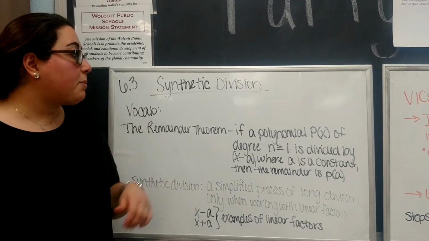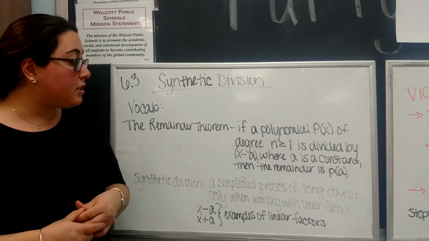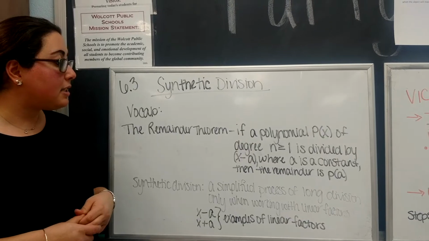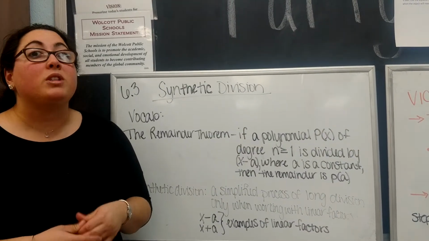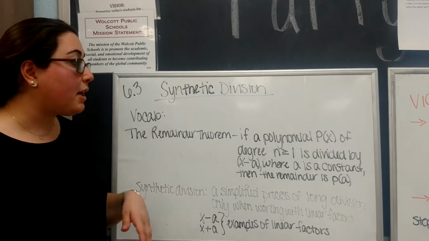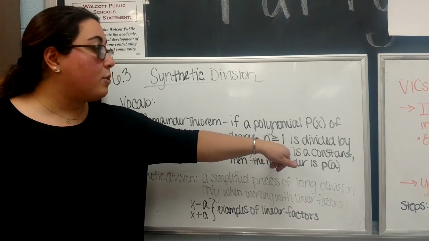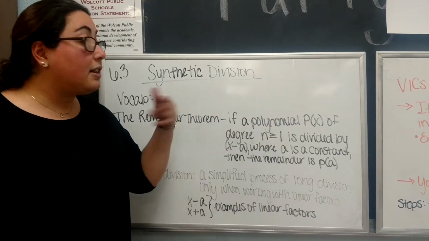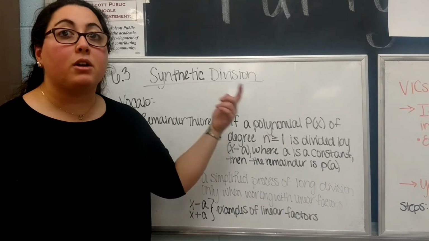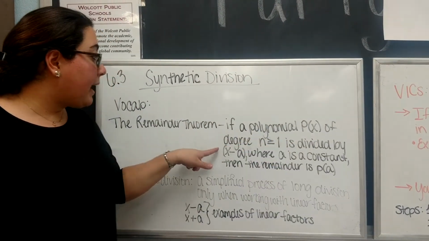The remainder theorem states if a polynomial p of x of degree n, where n is greater than or equal to 1, is divided by x minus a, where a is a constant, then the remainder is p of a. Which sounds like a whole lot, but it is actually quite simple when we start putting it into play. It's talking about a polynomial that's a degree of 1 or higher. So anything linear, or quadratic, or cubic, or quartic, or quintic, or anything of 6th, 7th, 8th degree from there on, is divided by x minus a.